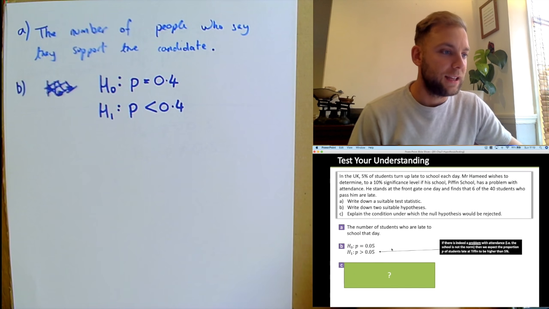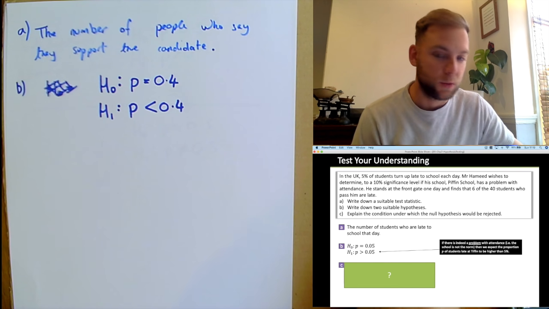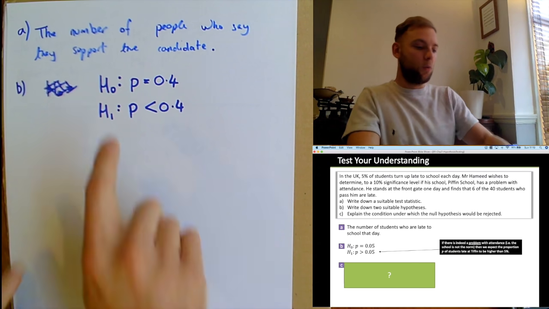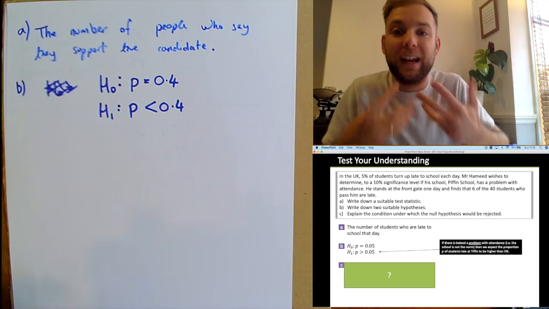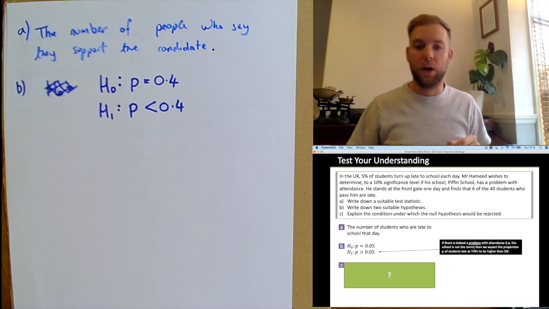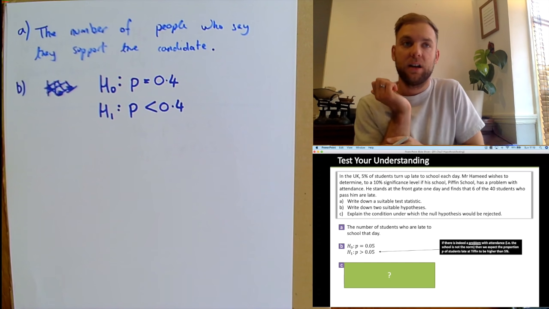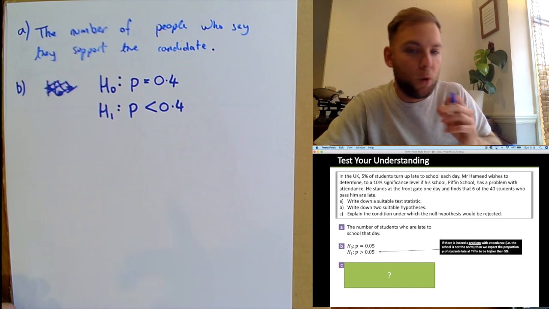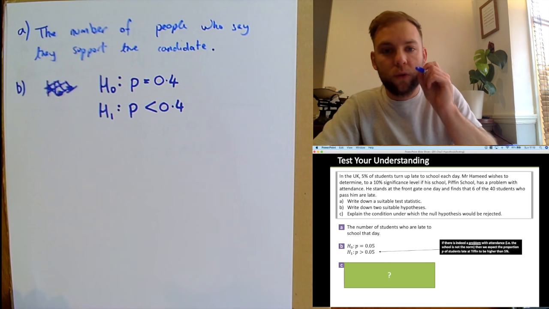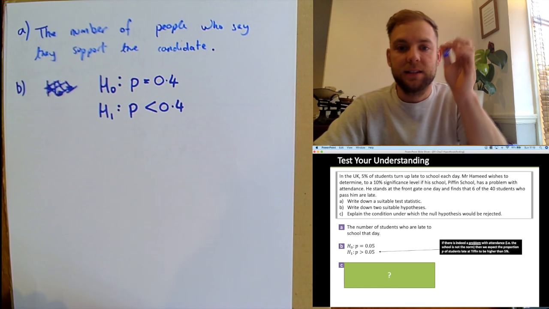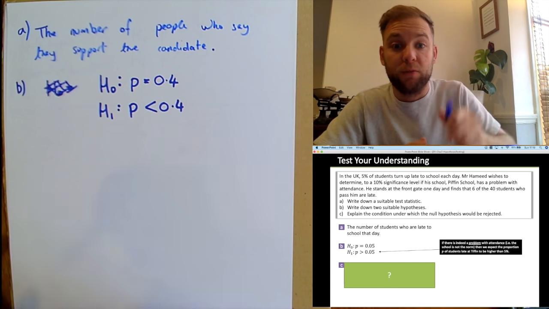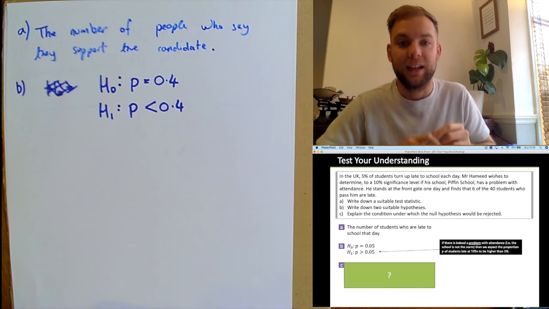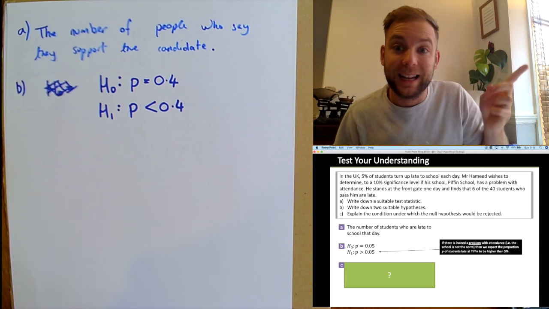So explain the conditions under which the null hypothesis would be rejected. So in this case, what we're saying is what would we have to get in our test to say that what she is saying is true? And what we'd have to say is that the null hypothesis would be rejected if the probability of 3 people supporting the candidate is less than 5% in this case.